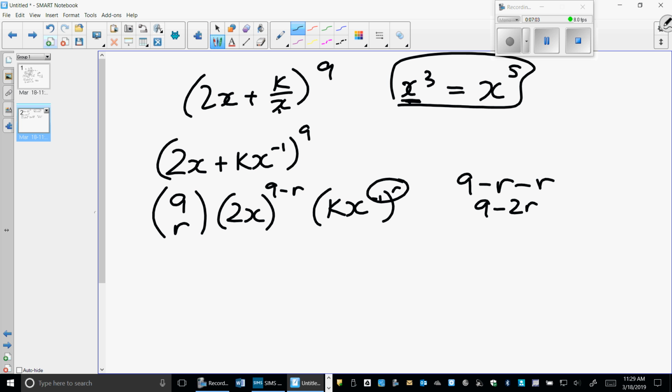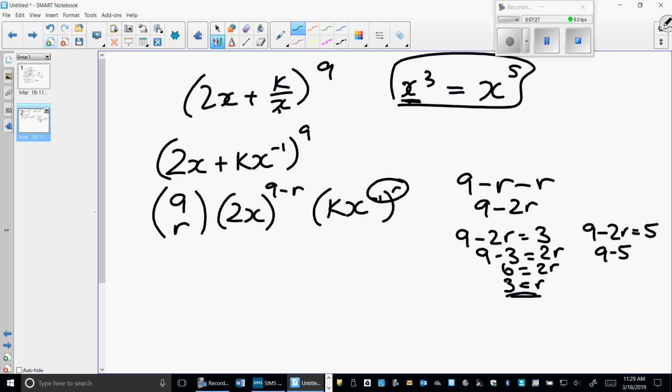So we want to know, first of all, when it's x cubed. So we want to know when 9 minus 2r is 3. So that's going to be 9 minus 3 equals 2r. So that's when r is 3. That's our first term. And then when x is 5 as well. So we want to know when 9 minus 2r is 5. Oh my gosh, I struggle with that just then. And then so we want to know when r is 2. Okay? So we're going to stick those both in.